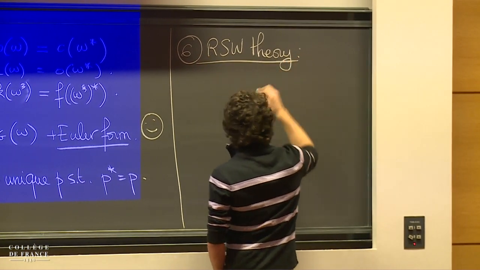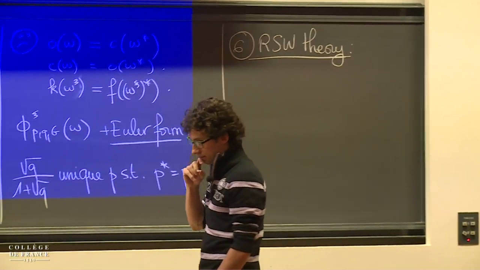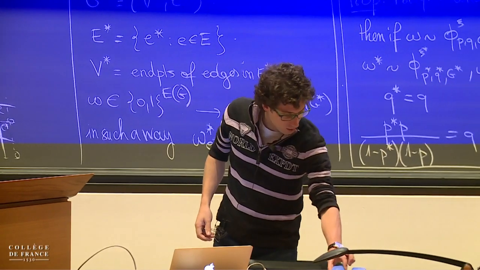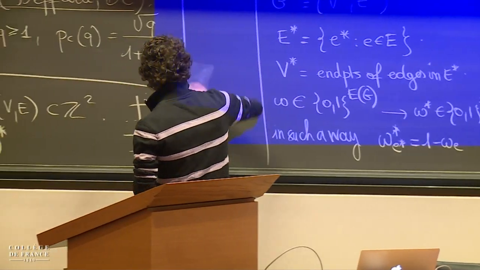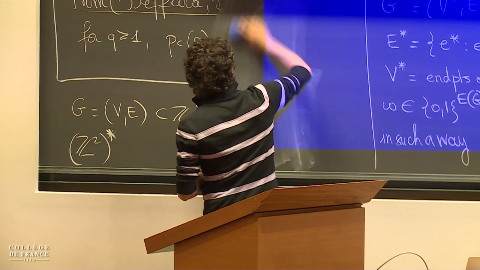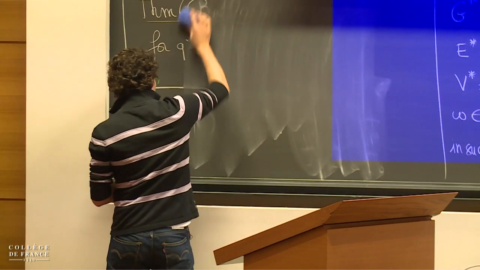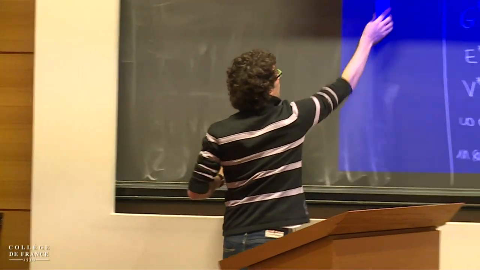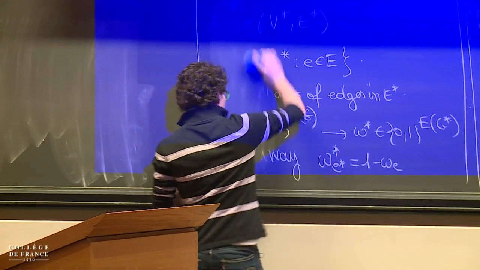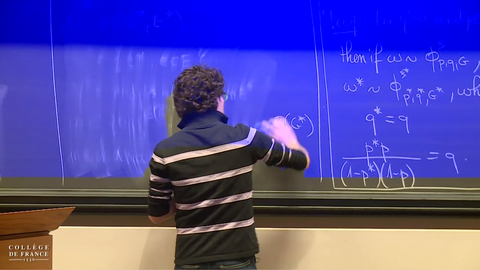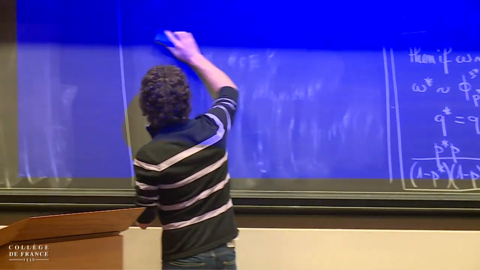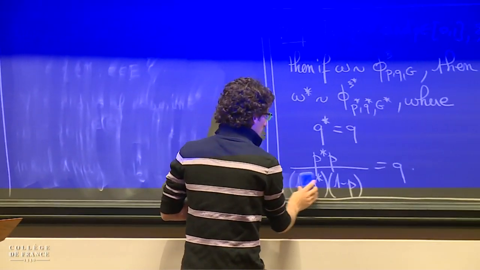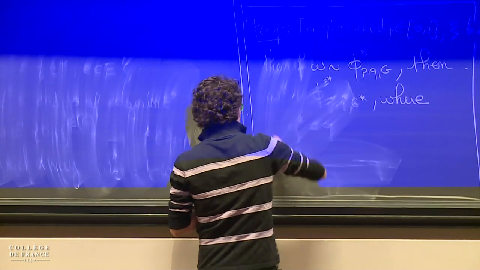And the story is a little bit more complicated there. So I will basically go too fast on this thing, but if we want to proceed to other things, I cannot afford to spend too much time on this. But let me tell you a little bit what is happening. It's not true that you always have the Russo-Seymour-Welsh theory at criticality for the random cluster model. It will depend on the values of q. So we are going to see that today.